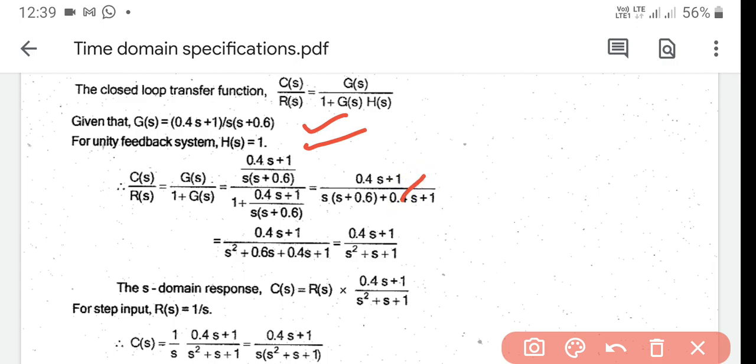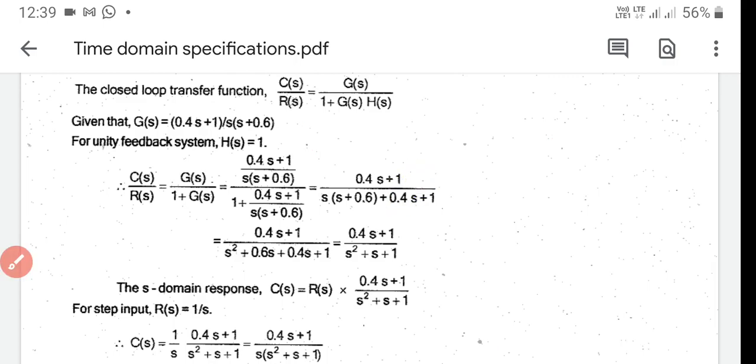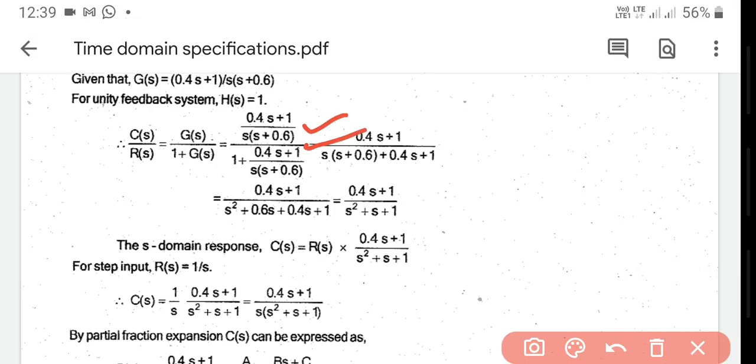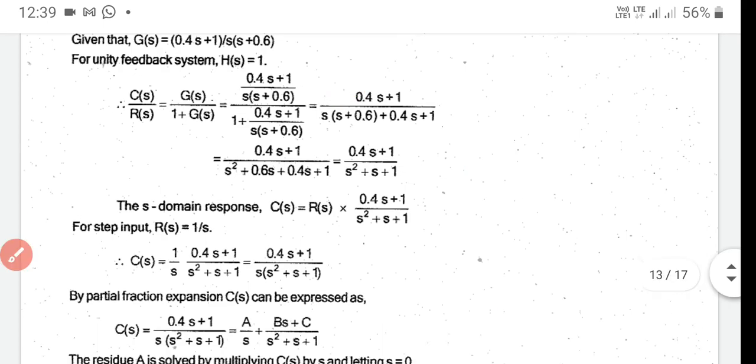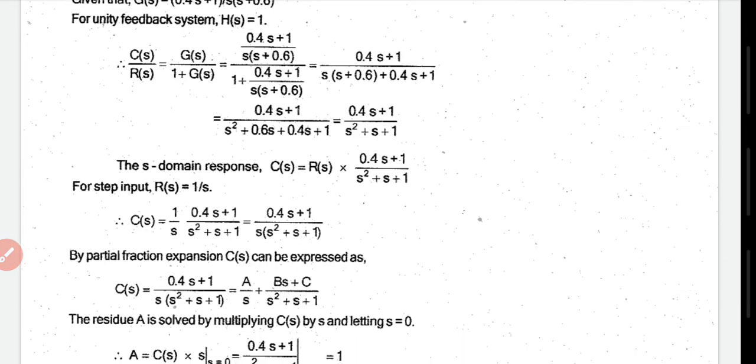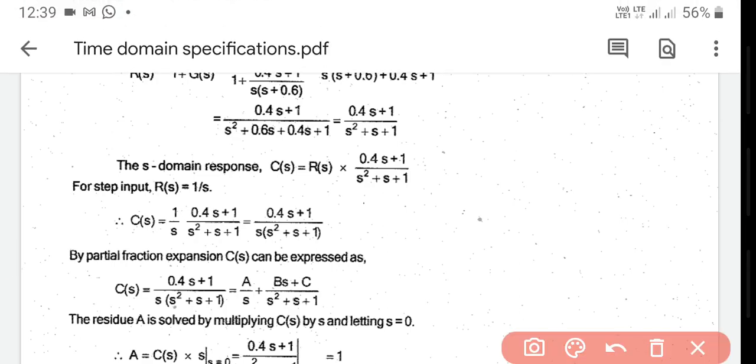So what will be the equation here? Finally we will obtain (0.4s plus 1) by (s square plus s plus 1). This is the final C(s)/R(s) after substituting the G(s) value and H(s) value. Now you have to find the transient response, it is nothing but c(t). To find c(t), first of all you have to calculate C(s).